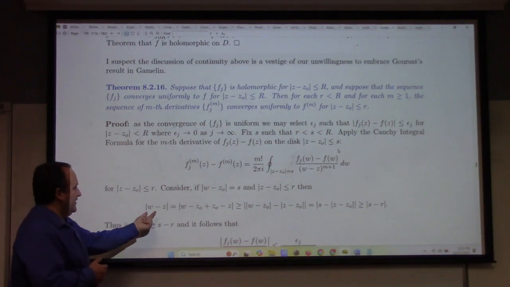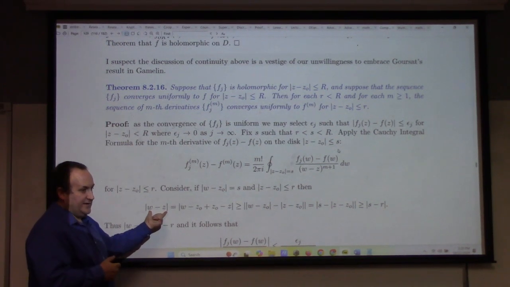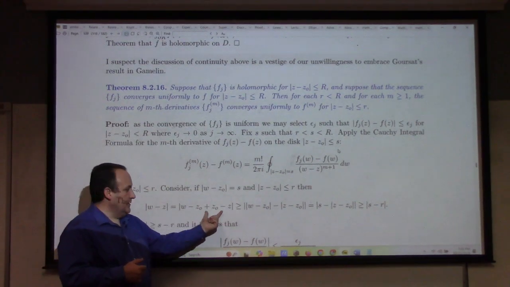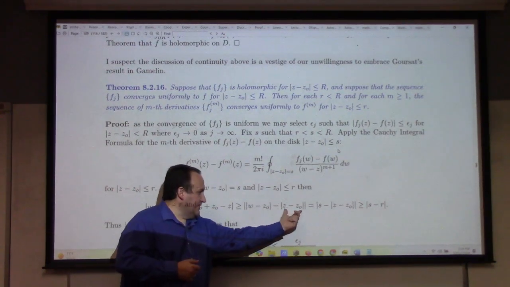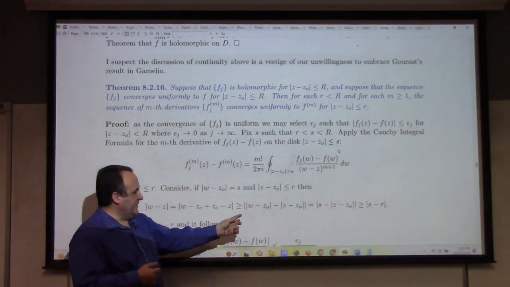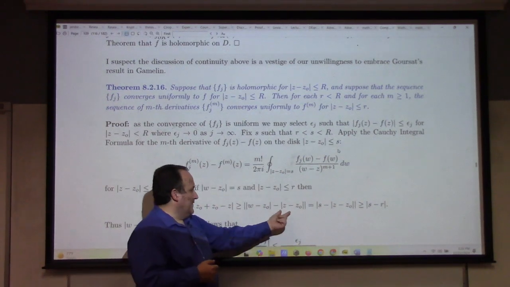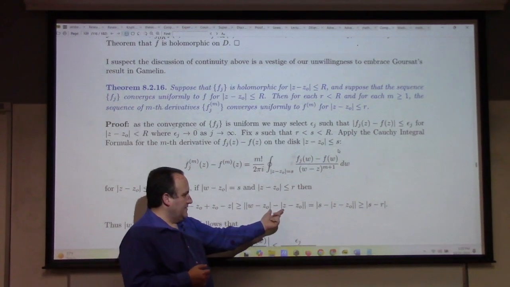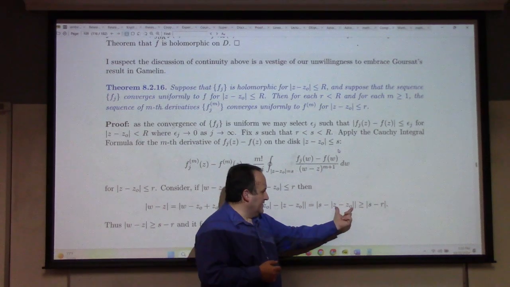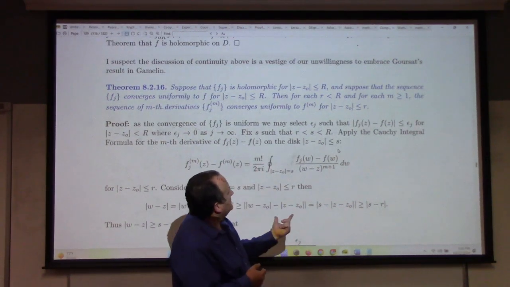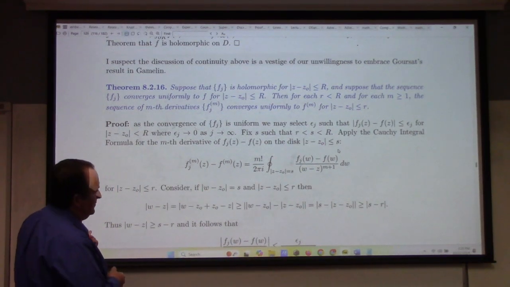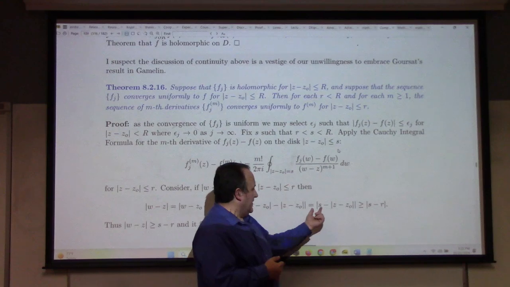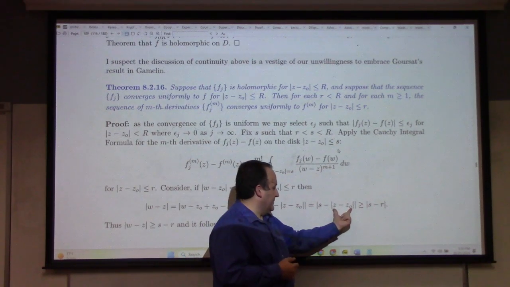But I also know that I can write the modulus of w minus z by adding 0 here, like so. And that is greater than or equal to the modulus of the difference of these two moduli, which by construction is equal to s. And this z minus z naught is, I think, less than or equal to r. But if you think about it, I'm subtracting a non-negative quantity, right?